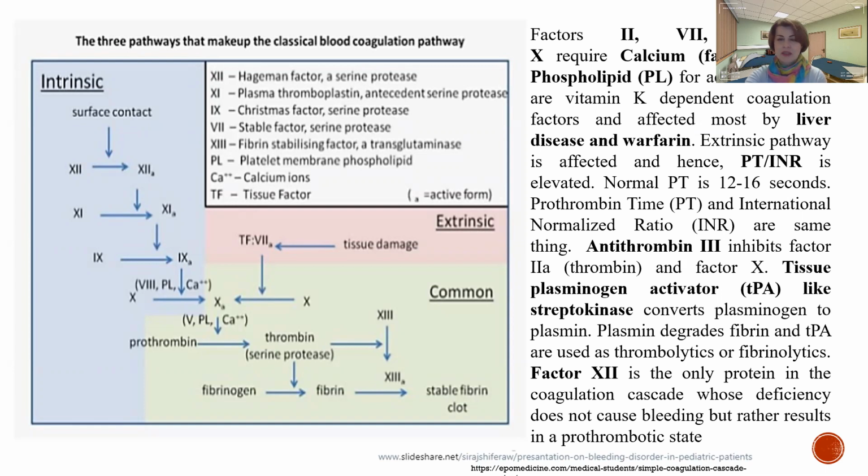Tissue plasminogen activator, like streptokinase, converts plasminogen to plasmin, and plasmin degrades fibrin. Tissue plasminogen activators are used as thrombolytics or fibrinolytics in the therapy of coagulation problems. Factor 12 is the only protein in the coagulation cascade whose deficiency does not cause any bleeding but rather results in a prothrombotic state.